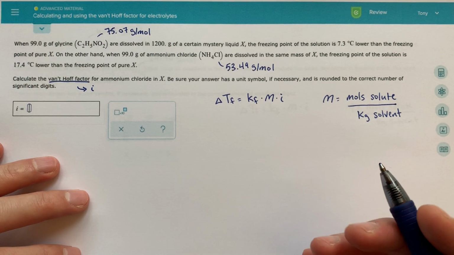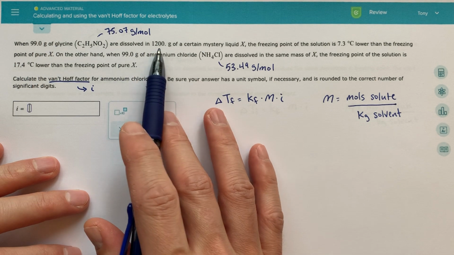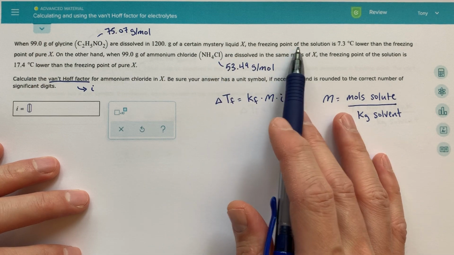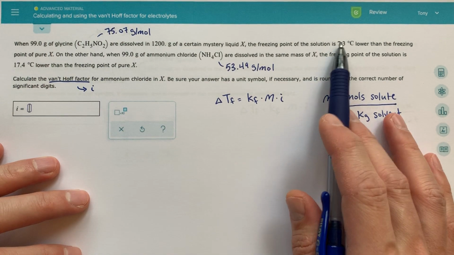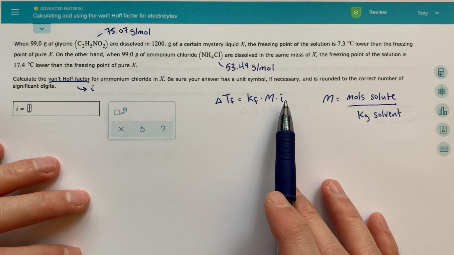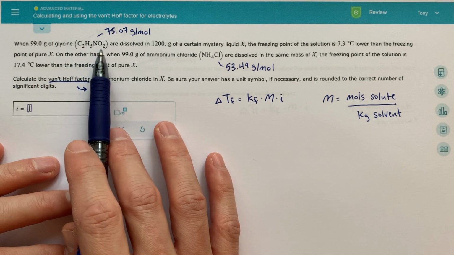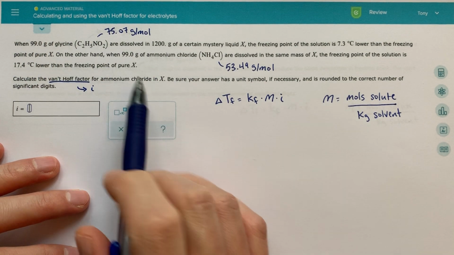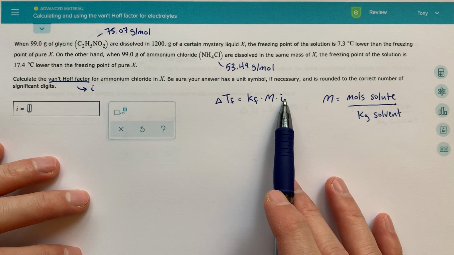So let's go ahead and jump into this. For the first part, basically we're given information for when we dissolve glycine into 1.2 kilograms or 1,200 grams of this mystery liquid X. We're given that the freezing point is lowered by 7.3. So as I'm reading this, I'm picking out, okay, this is delta Tf. I can use this information to solve for the molality. The Van Hoff factor i for glycine is going to be 1, and I know that because this is a molecular compound. This is not an ionic compound. I only have non-metals up here, C2H5NO2, things in the top right of the periodic table. So my Van Hoff factor for this solute is going to be 1.